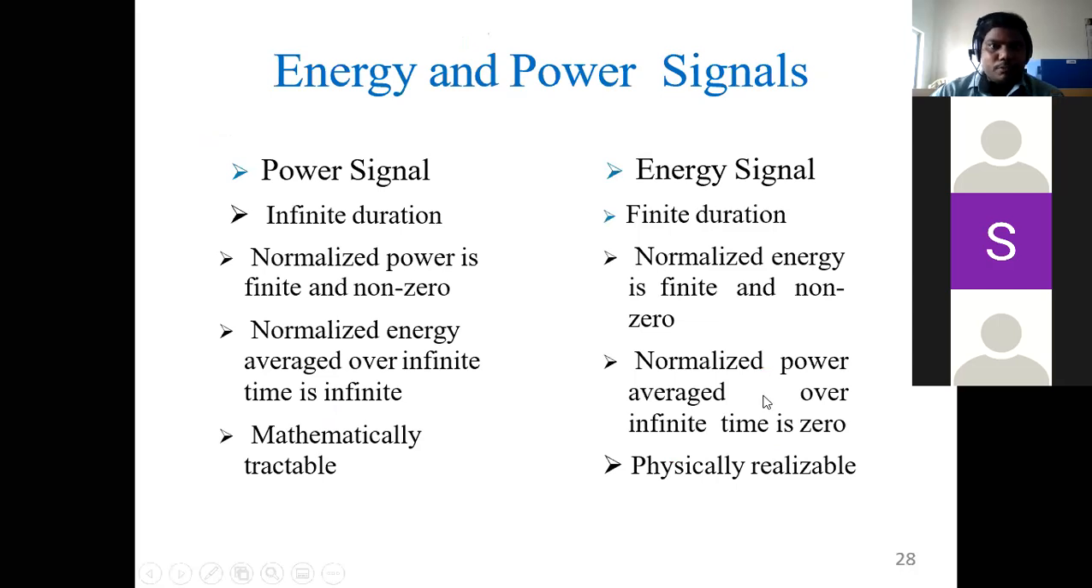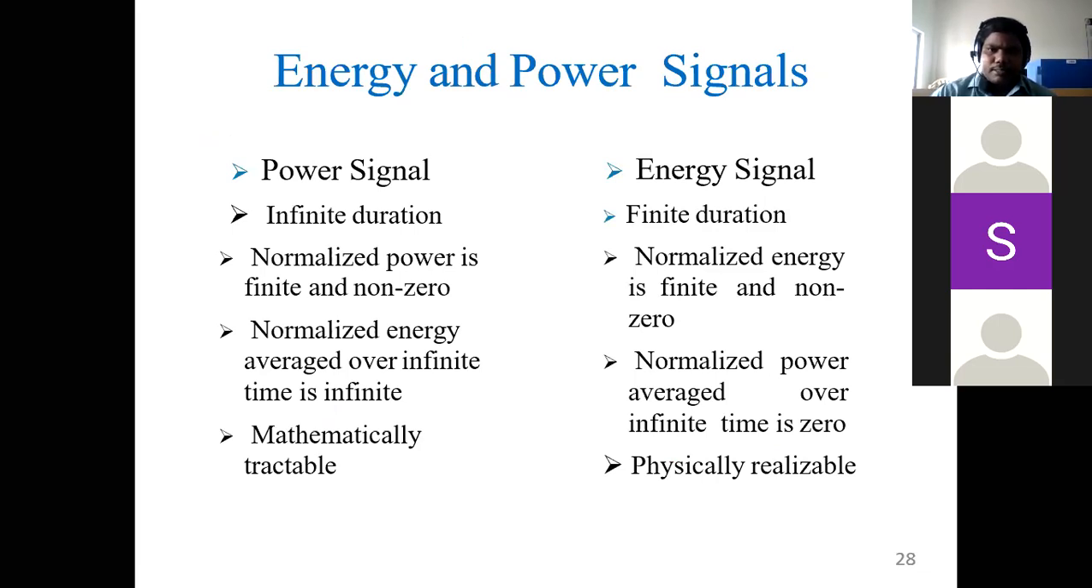So one more classification and one more difference between the energy and power signals. Energy and power signals are mainly represented in signals. The energy signal has a finite duration. That means the signal completely appears in 360 degrees, like a sinusoidal signal or a triangular signal or a square wave signal.